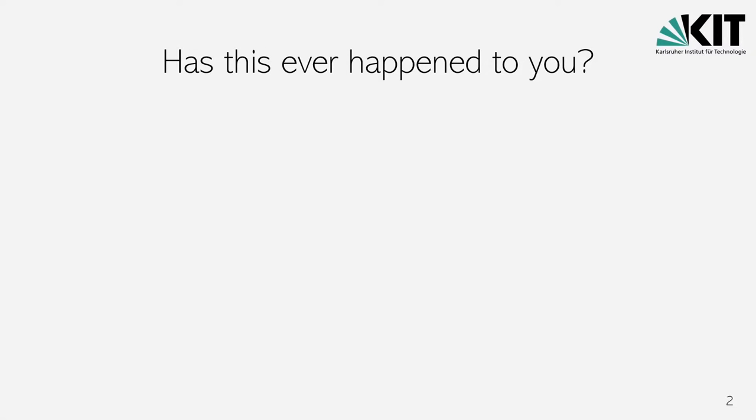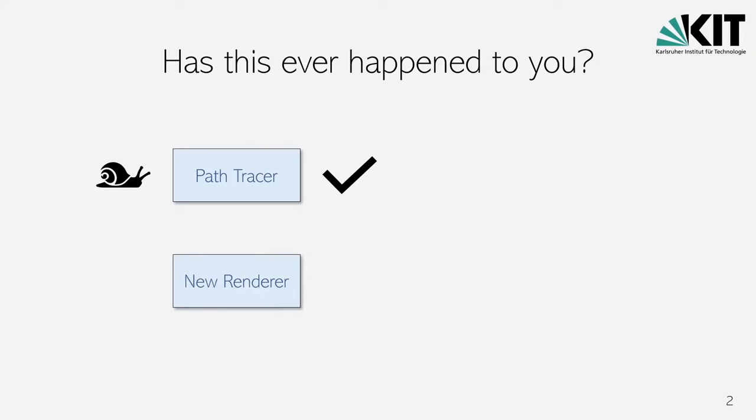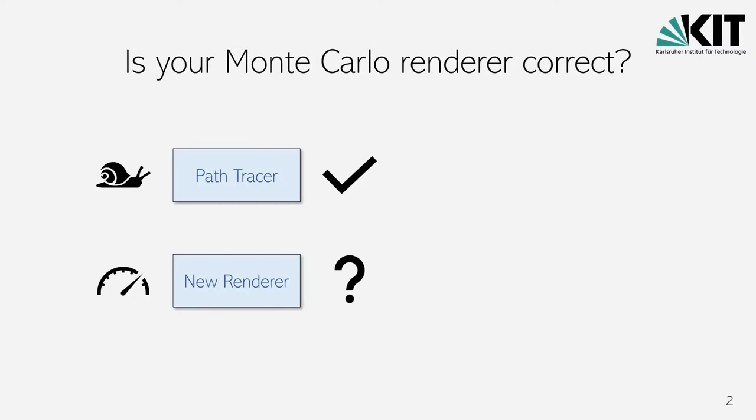Imagine this. You have a new path tracer, and you know it's correct, but it's also super slow and noisy and takes days to converge. So you write a new renderer, which gives you clean images much faster, but you're just not quite sure it's correct. So of course you could compare it to a reference image, which again would take forever to compute, or you could use Welch's t-test.